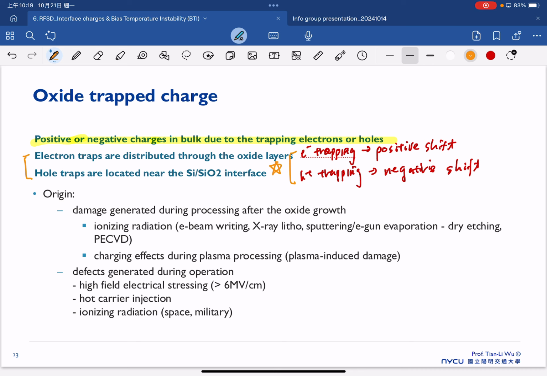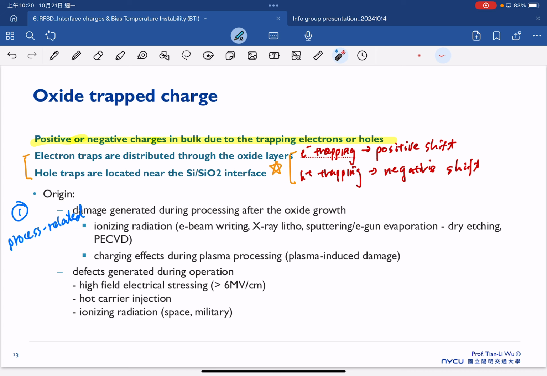So the origins can be related to, the first one, the process induced. This is mainly process related. So we have damage during the process, or ionization, radiation, charging effect during the plasma process. So the plasma process is also one of the possible reasons that cause defects in the end, causing the trapping phenomenon in our dielectric.